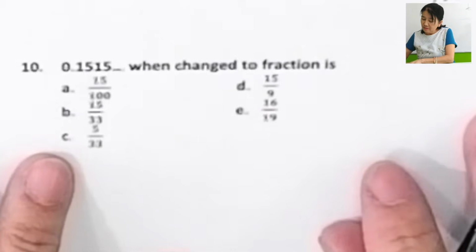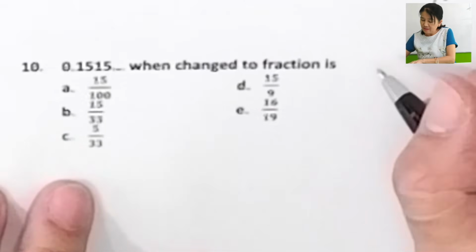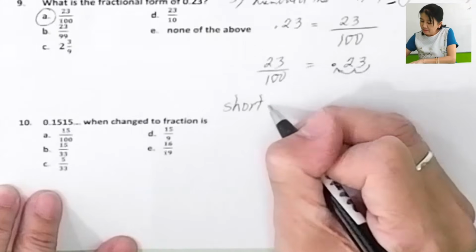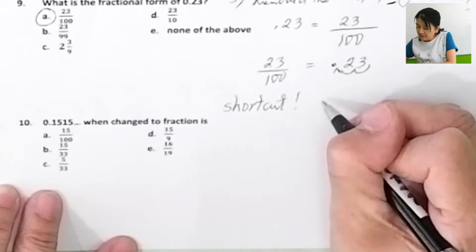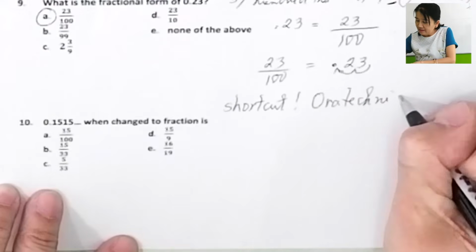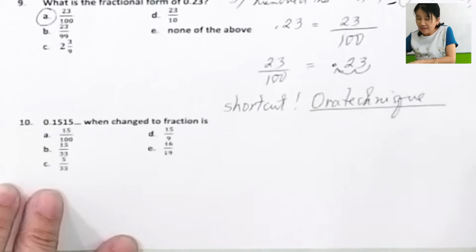0.1515 when changed to a fraction is. I have a shortcut here. Let's call my shortcut Aura Technique. There. So this is Aura Technique 1.